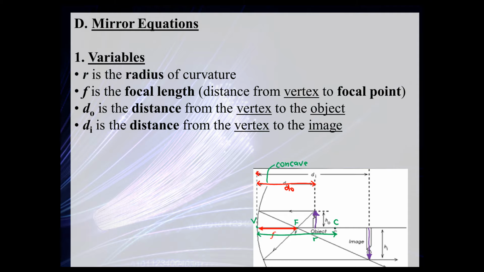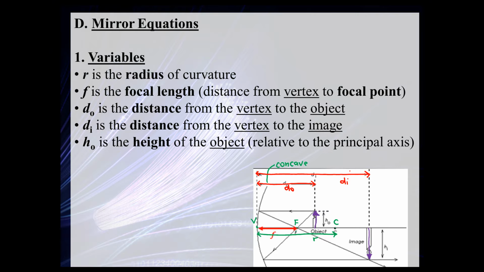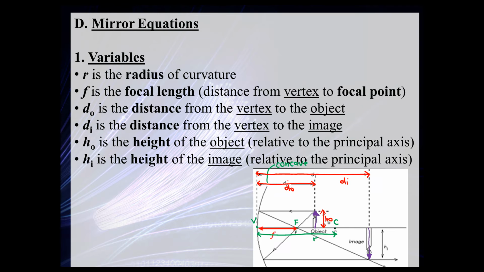DI would be the distance from the vertex of the mirror to the location of the image. When we talk about these distance values, they're horizontal distances. HO would represent the height of the object starting from the principal axis, or relative to the principal axis. So this vertical height here would be HO. HI would be the height of the image starting from the principal axis. In this case, we'd go downward, and then we have HI.